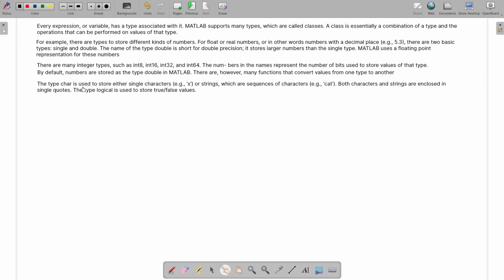The type char is used to store either single characters or strings, which are sequences of characters, like cat. Both characters and strings are enclosed in single quotes. The type logical is used to store true or false values. We'll discuss these types in detail later.